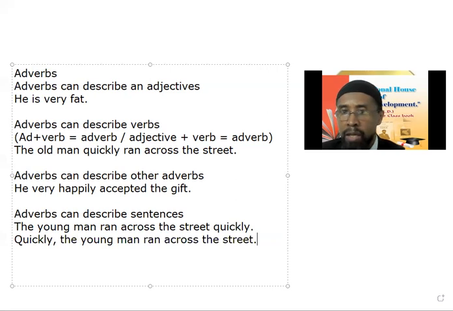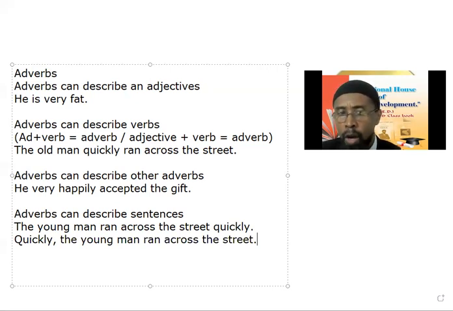When it's at the end, it's like it gets lost in the sentence, not really completely lost, but it's like just added information with no major importance. But when you put it at the beginning, it's very important. If you say quickly, the young man ran across the street, the first thing that hits your mind and hits your ear is that it was quickly. It was done quickly. So that shows you it's very important.